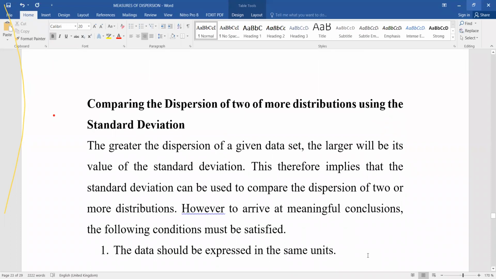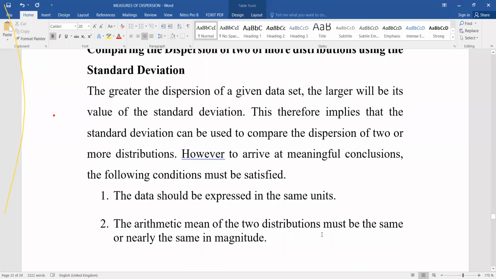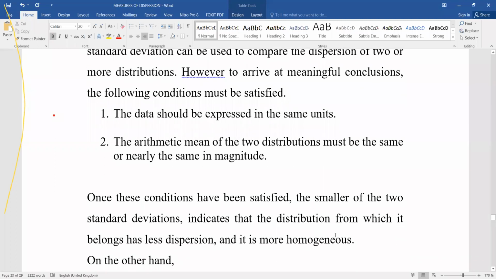However, to arrive at a meaningful conclusion, the following conditions must be satisfied. The data should be expressed in the same units. The arithmetic mean of the 2 distributions must be the same or merely the same. So for you to use standard deviations, the units have to be the same. Once these conditions have been satisfied, the smaller of the 2 standard deviations indicates that the distribution it belongs to has less dispersion and is more homogeneous. So when you're dealing with 2 distributions, for example, weight and weight, they're both measured in the same units, you can use standard deviation.